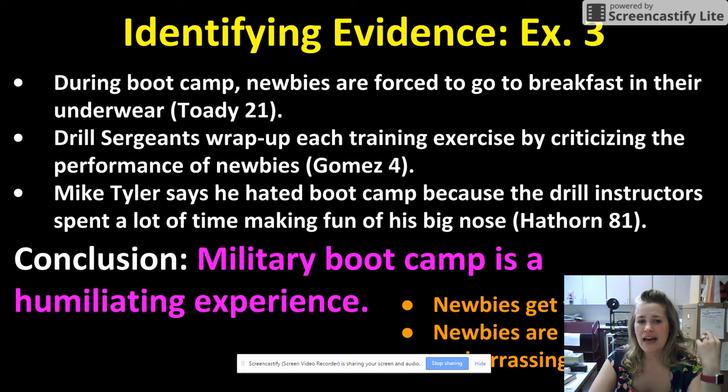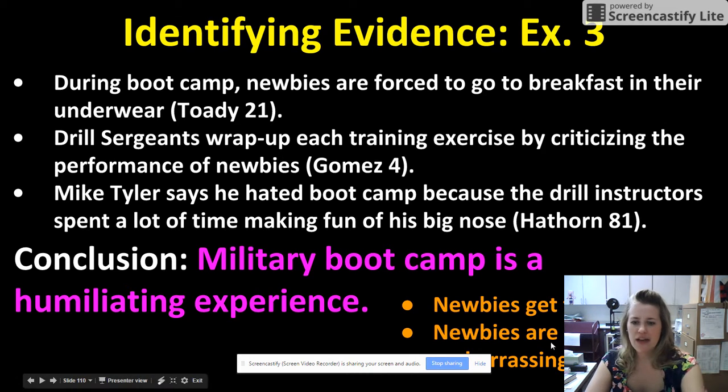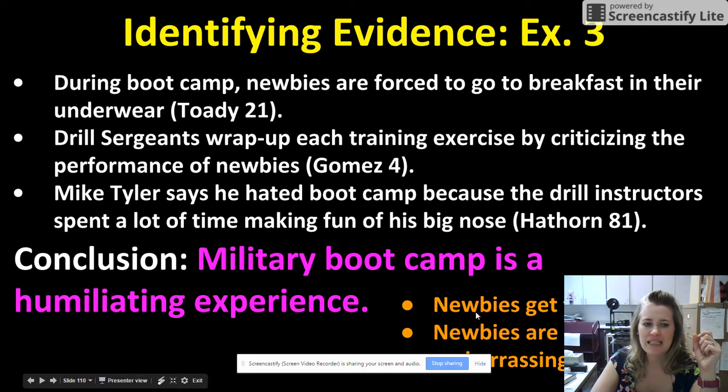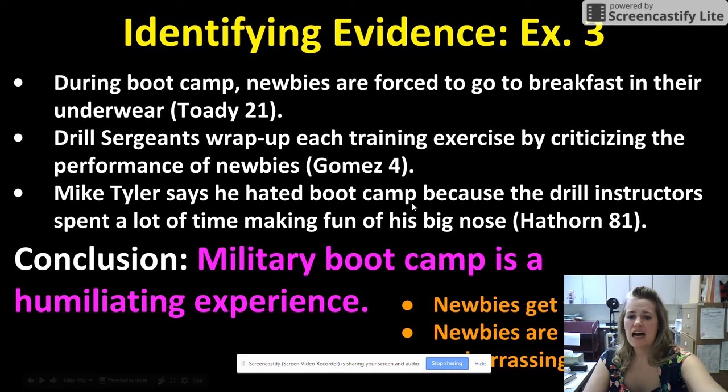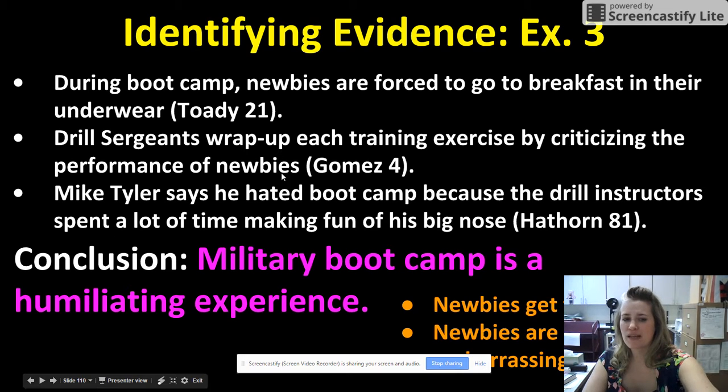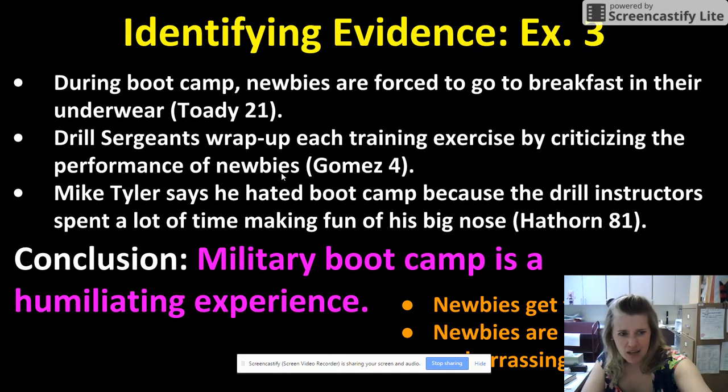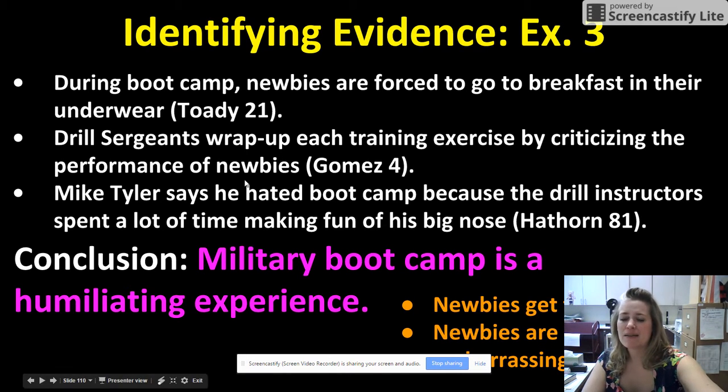So I looked at my evidence, and I summarized it into 2 points. I said they get teased. Okay, newbies get teased was one of the ideas I came up with. So I see that his big nose got made fun of, and the drill sergeants criticized their performance. So that's those together. I could summarize them as newbies getting teased.